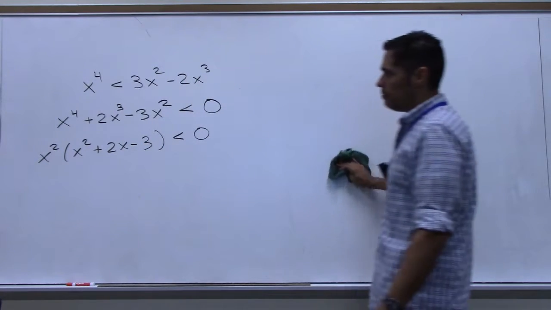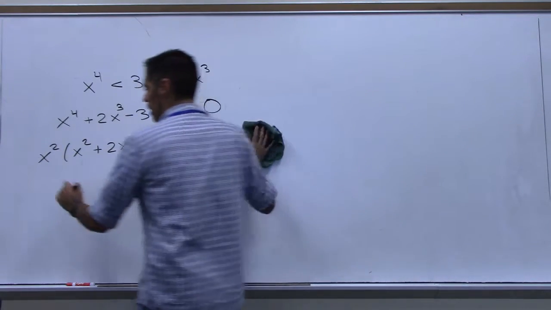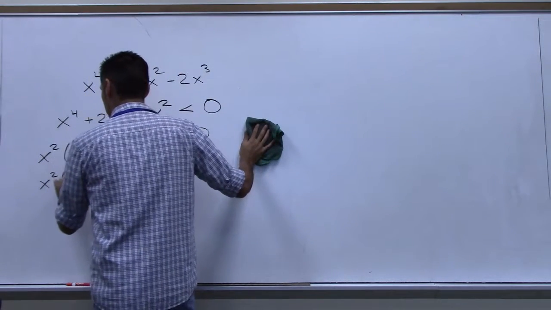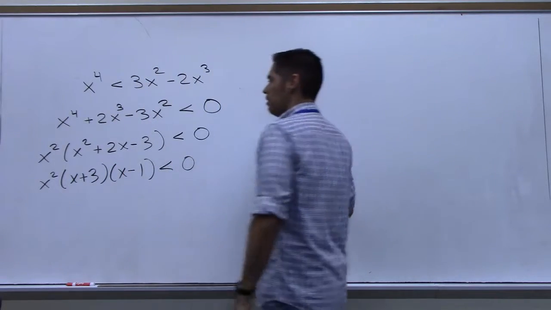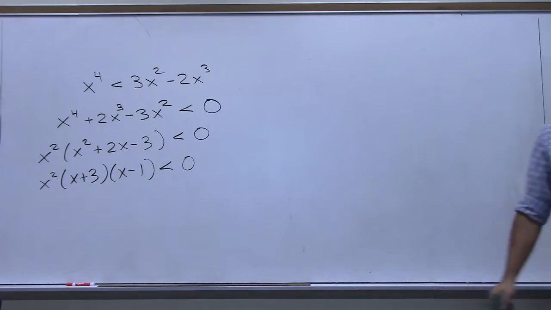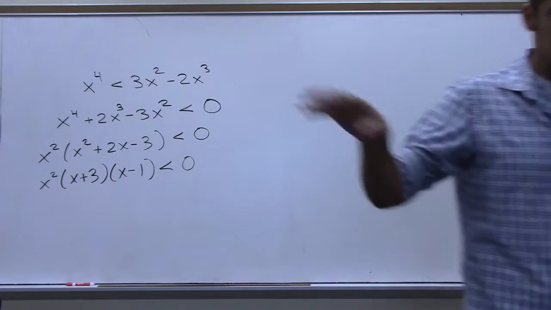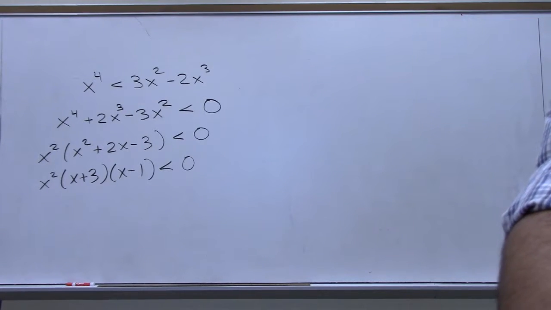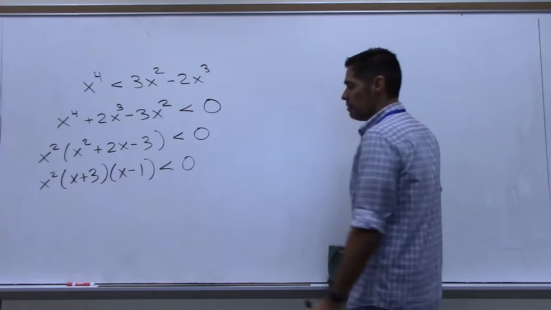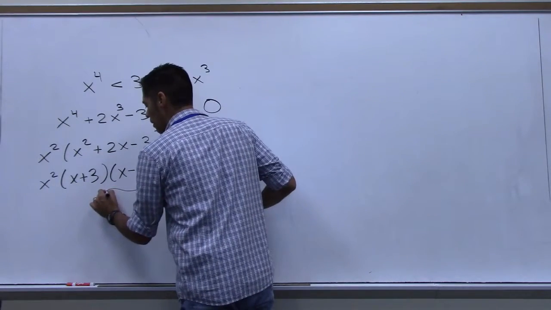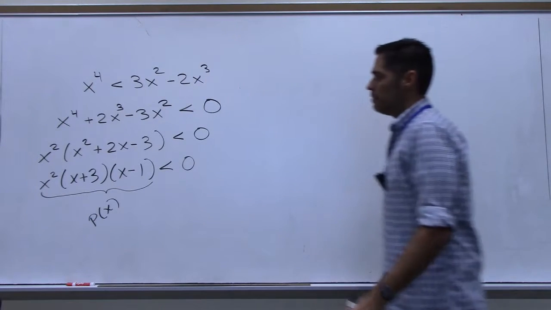Can you factor that remaining trinomial? x squared times x plus 3 times x minus 1 less than 0, right? But this is where we are not going to sit there and set each of those equal to 0. We're not going to do that. We're going to sketch it. So we're going to just look at this as our polynomial function and draw a sketch.